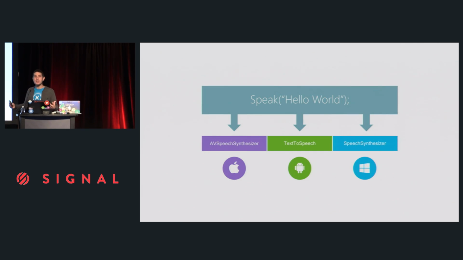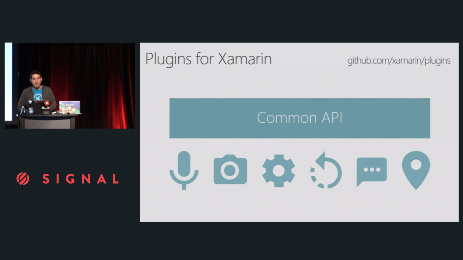For instance, you want to speak. You want to just say, speak, hello world. And under the hood, that should automatically call AV speech synthesizer, text to speech, and the speech synthesizer APIs on iOS, Android, and all the Windows platforms. You shouldn't have to go and worry about that. So we did that for about 50 or 60 of the different APIs across iOS, Android, and Windows. We call them plugins for Xamarin. They're extremely powerful to add this rich native functionality without having to go learn all that native functionality. You can get to them at github.com/Xamarin/plugins because they're all open source.